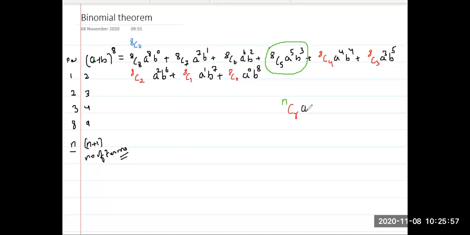So can I say that it will be a to the power r into b to the power... what is 3? Tell me, what is 3 in terms of n and r? N minus r. Now, put r equal to 8, and I'll get this first term. Or instead of that, can I write it like this?